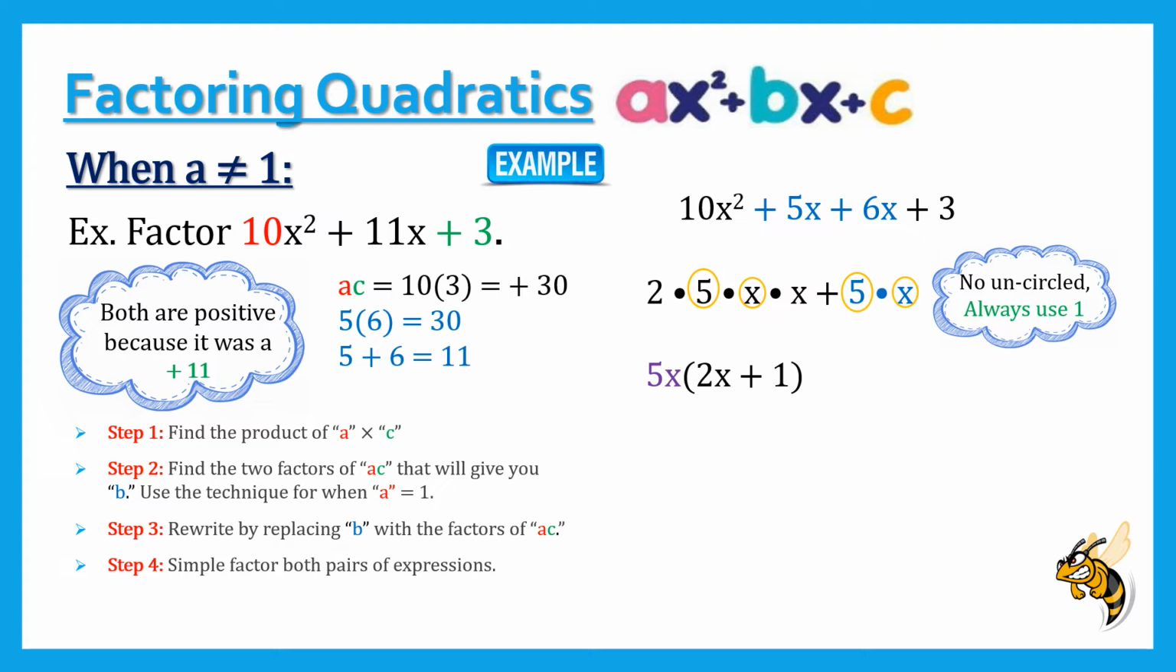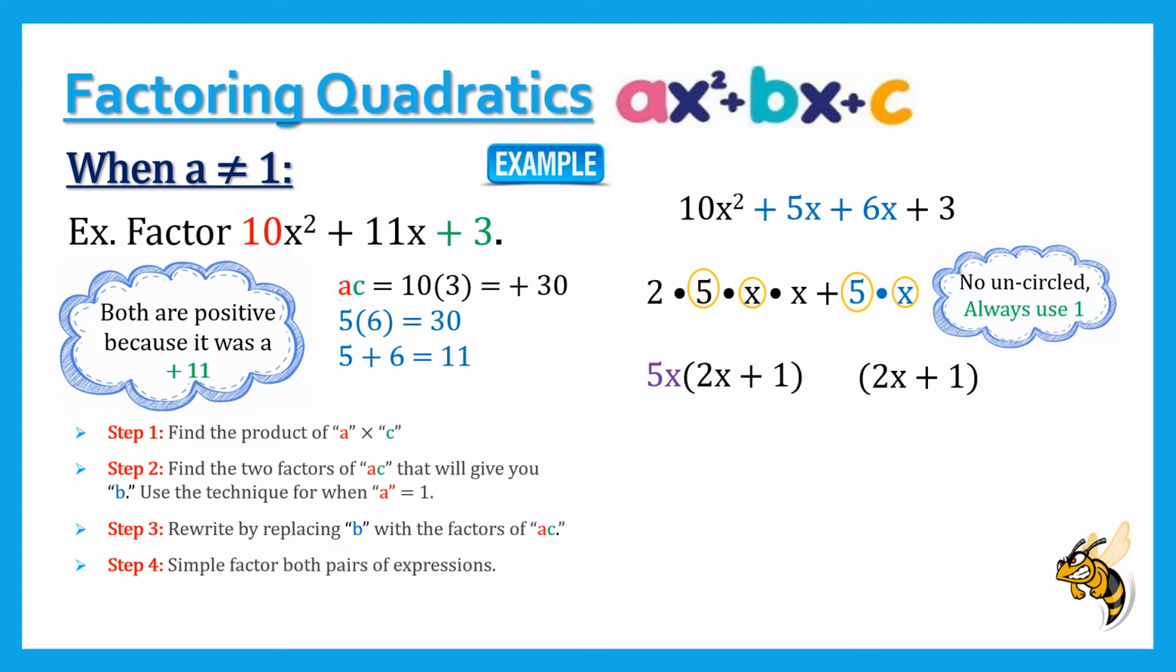Let's double check. 5x times 2x is 10x squared. 5x times 1 is 5x. So I got the first pair back by multiplying, if I distribute in my mind. We're supposed to simple factor the last pair, but I'm going to give you a shortcut. If done properly, both parentheses will be exactly the same. So the second parentheses is also going to be 2x plus 1.